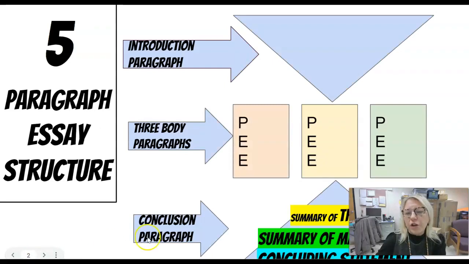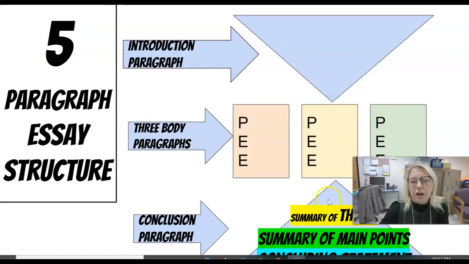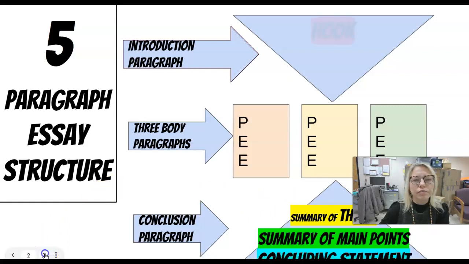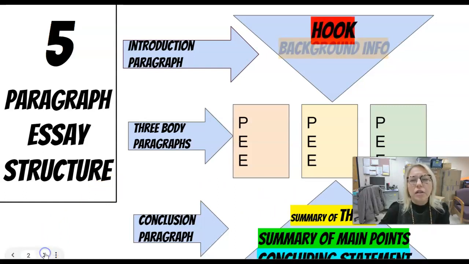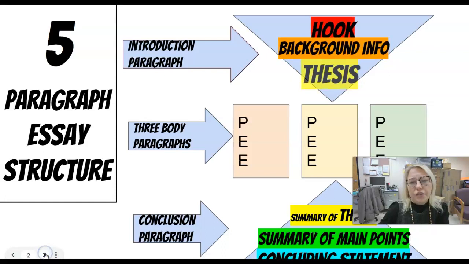We're going to write a 5-paragraph essay, and it maybe has been a while for you since you've written a 5-paragraph essay. So I want you to be really clear about the structure of a 5-paragraph essay. A 5-paragraph essay has an introduction with a hook, background information, and a thesis statement. It also has 3 body paragraphs that each make a point, have evidence, and then elaborate on that evidence.